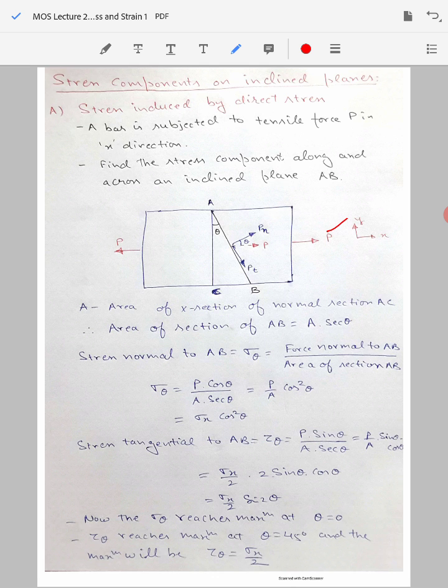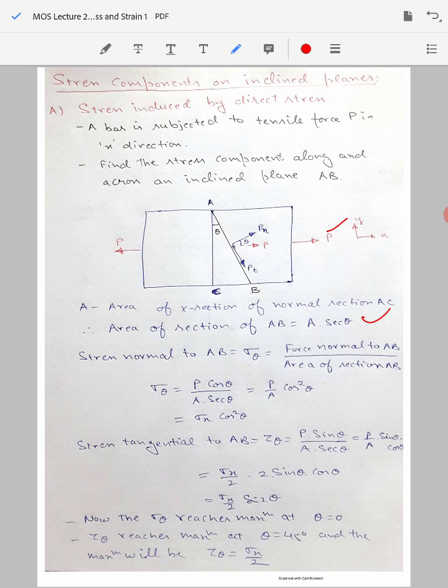So if A is the area of cross section of the normal section AC, we can find the area of cross section of section AB by simple trigonometry, that is AB will be equal to A sec theta. Because AB cos theta will be equal to AC, and the thickness remains the same for both of these components. Therefore the area of this section AB will be A sec theta.